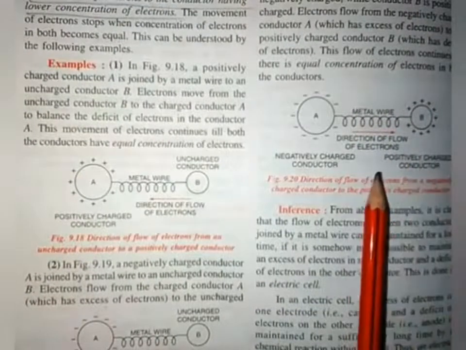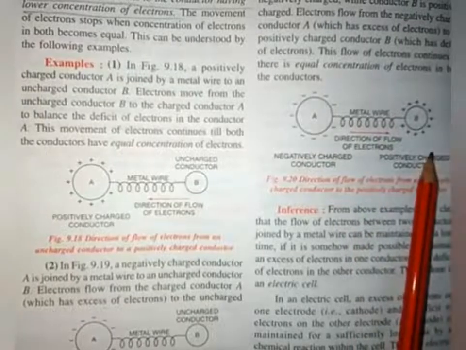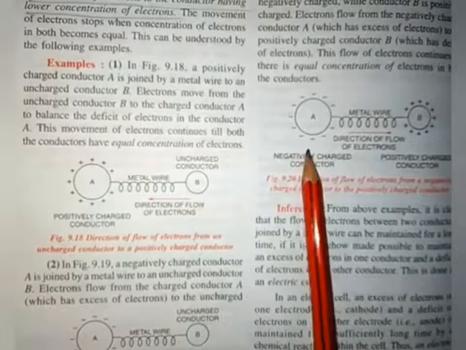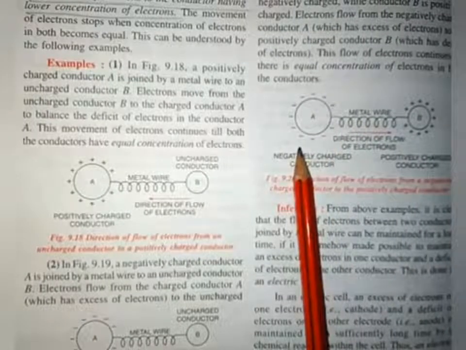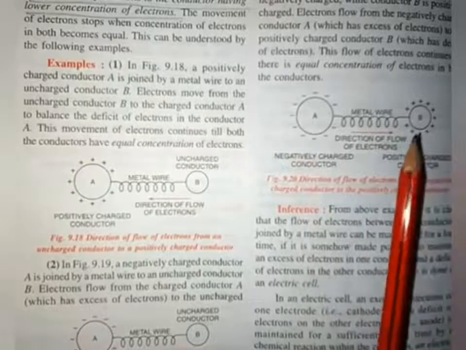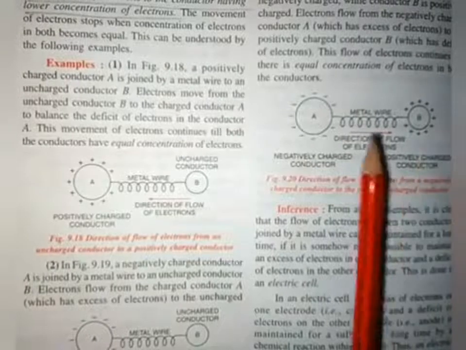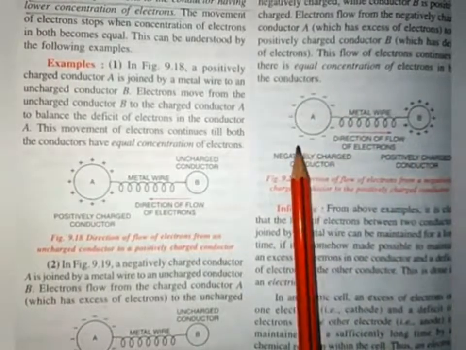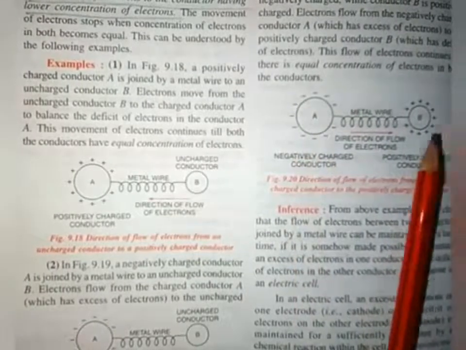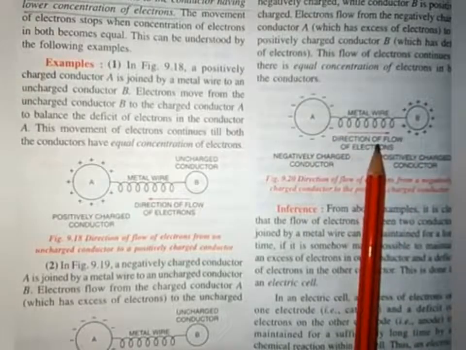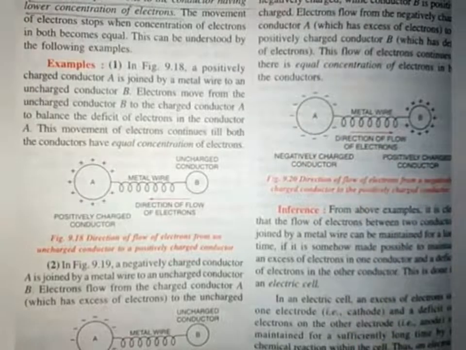Here in this third figure you can see that a positively charged body is connected with a negatively charged body. The negatively charged body is having a higher concentration of electrons and the positively charged body is having a lower concentration of electrons. Hence the flow of electrons is from higher concentration to lower concentration, and this process continues till there is equal concentration of electrons in both the conductors.